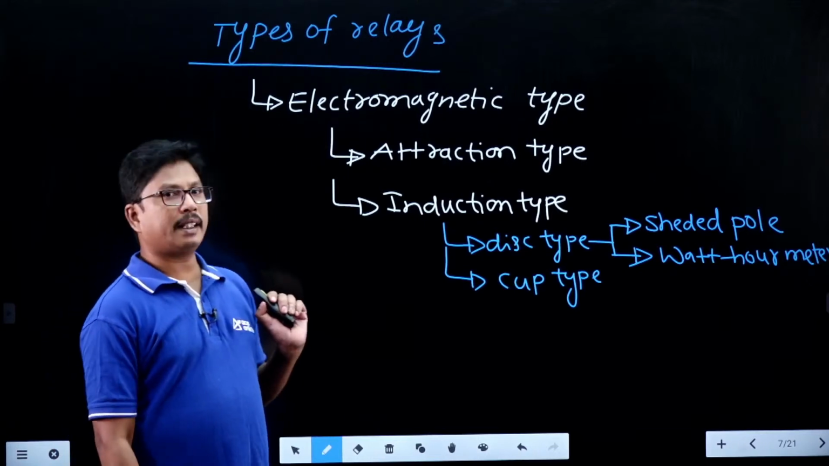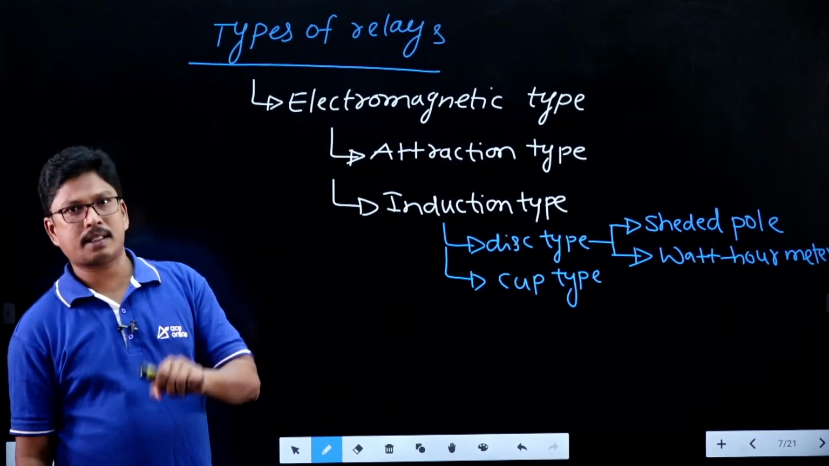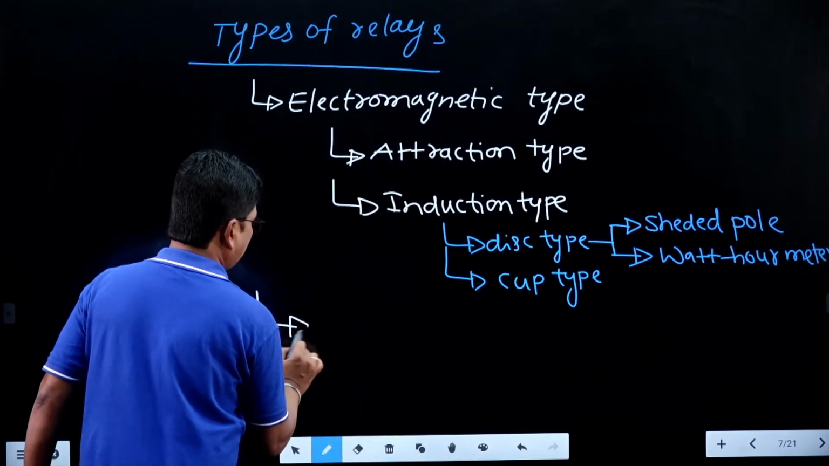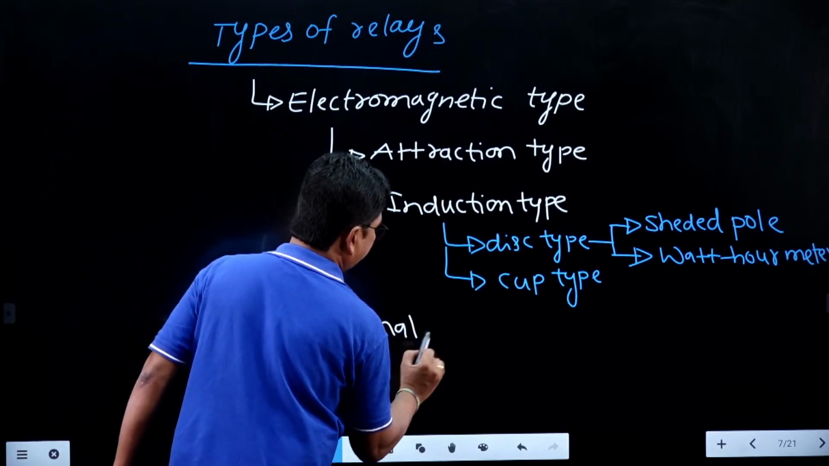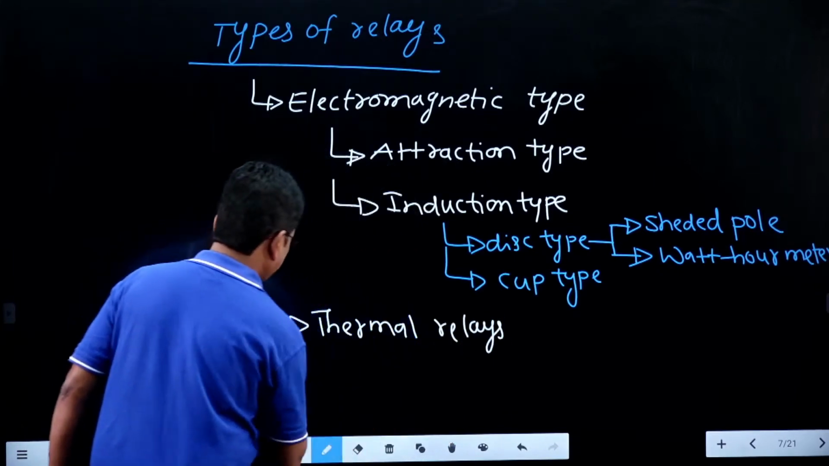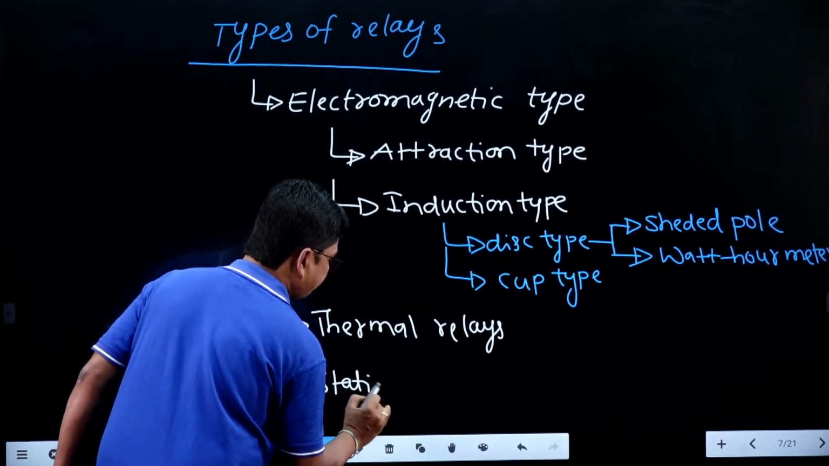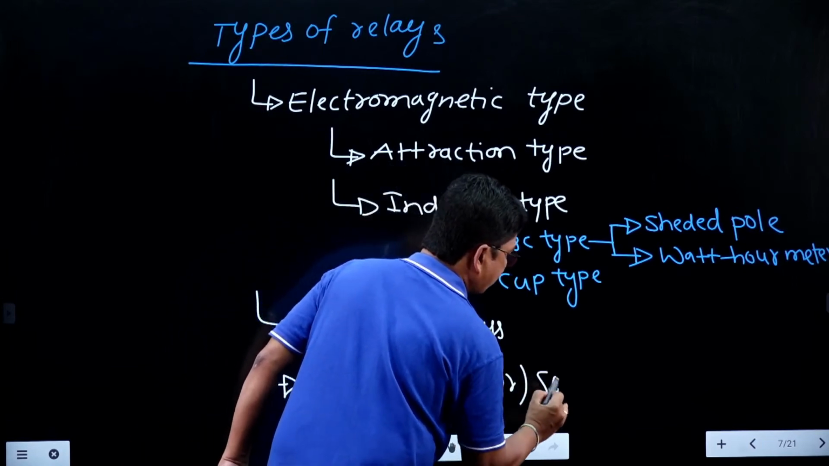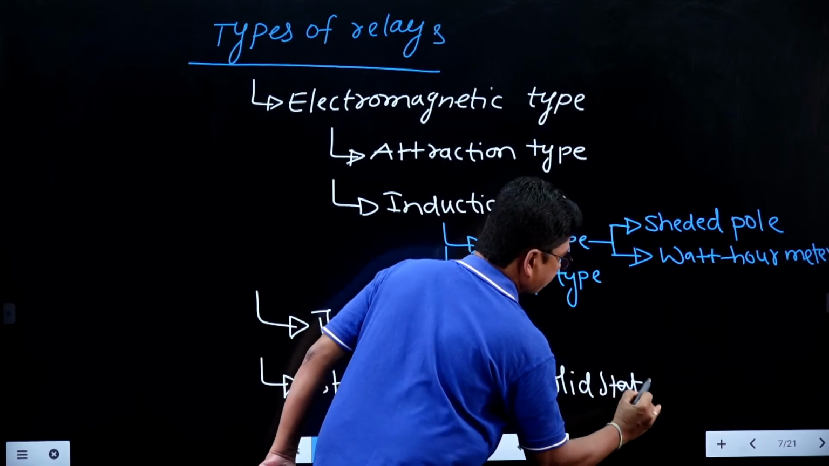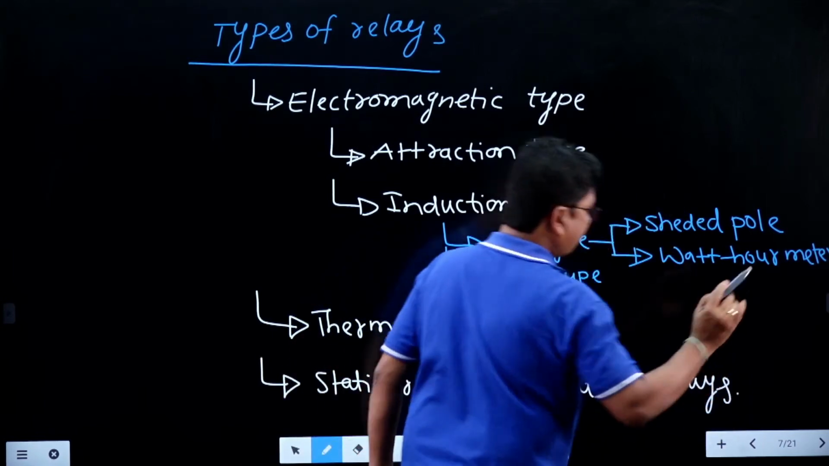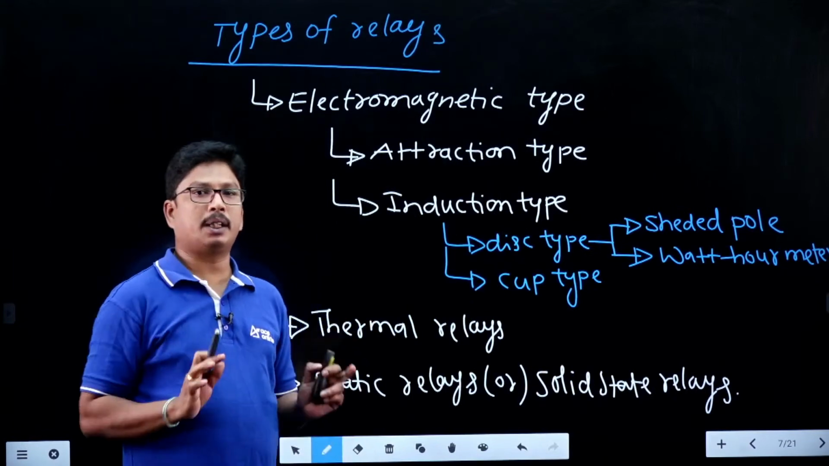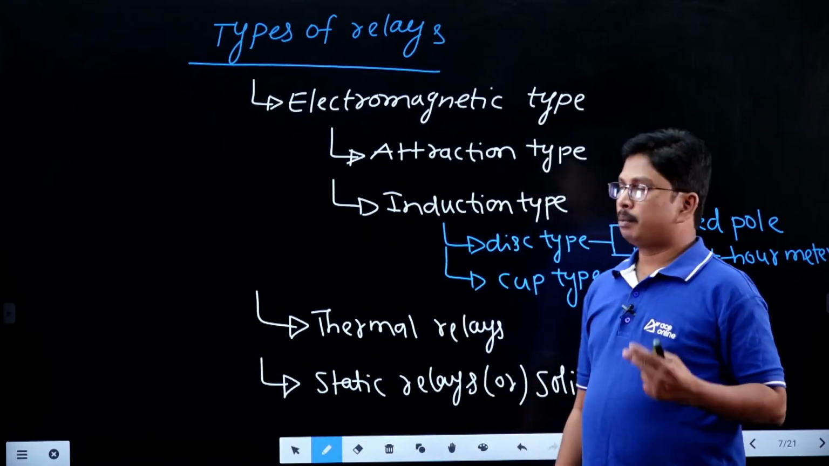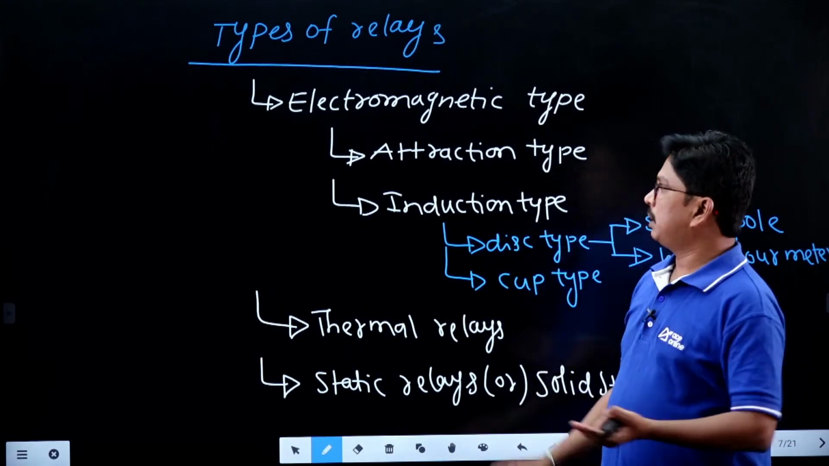And along with electromagnetic type we are having the thermal relays, and the static relays, which are also called solid state relays. So those are the classification of the protective relays. I have given only a little bit. We are having a lot of classifications based on the operating time. These were based on the construction.